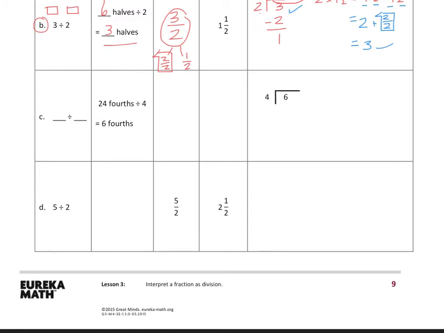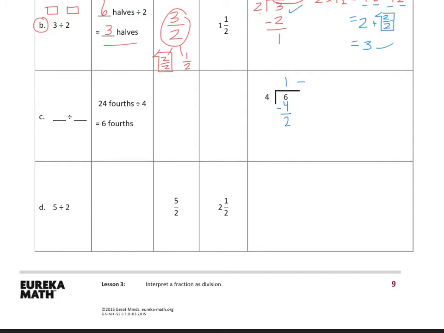If you count by 4s without going over 6, how many times can you count? 4, 8, we already went over, so it's only going to be 1 time. So 1 times 4 is going to be 4, and you're going to subtract, take away, 6 minus 4 is going to give you 2.